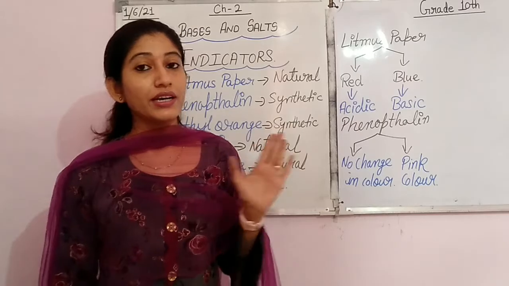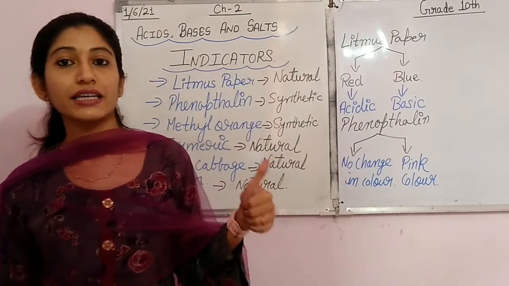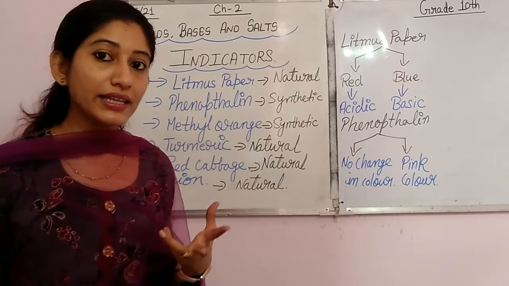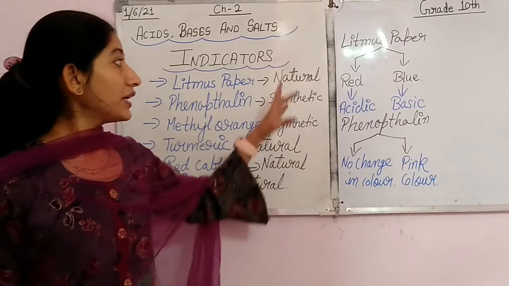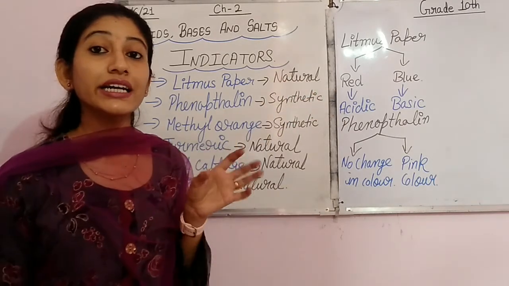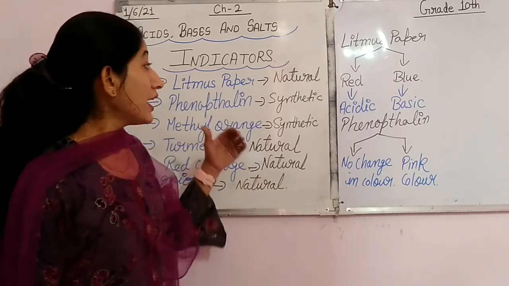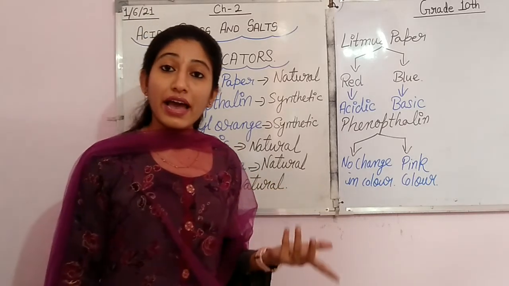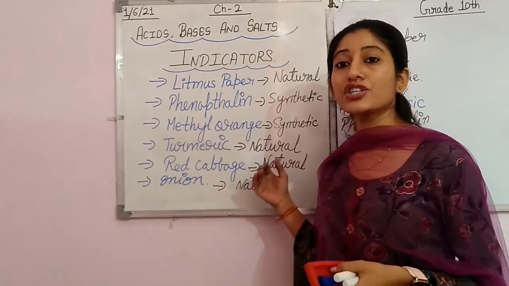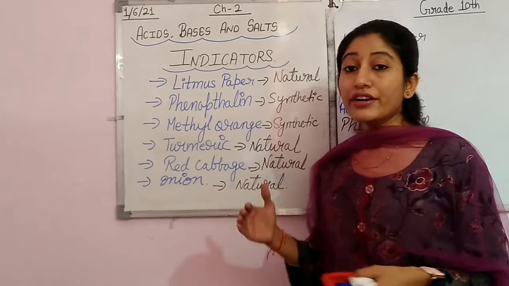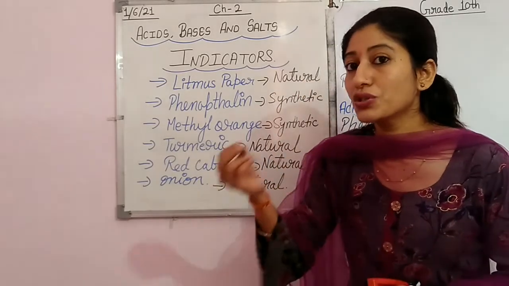So related to indicators, it is clear. We have olfactory indicators in which we indicate the acidic and basic nature by smelling the compounds, and the rest about the indicators I have explained to you. Litmus paper is our natural indicator. It is formed from the lichen. And now we know, as we have talked about the indicators, that some indicators show color for the acid, some show color for the base, and some do not show color for acids but show color for the base.